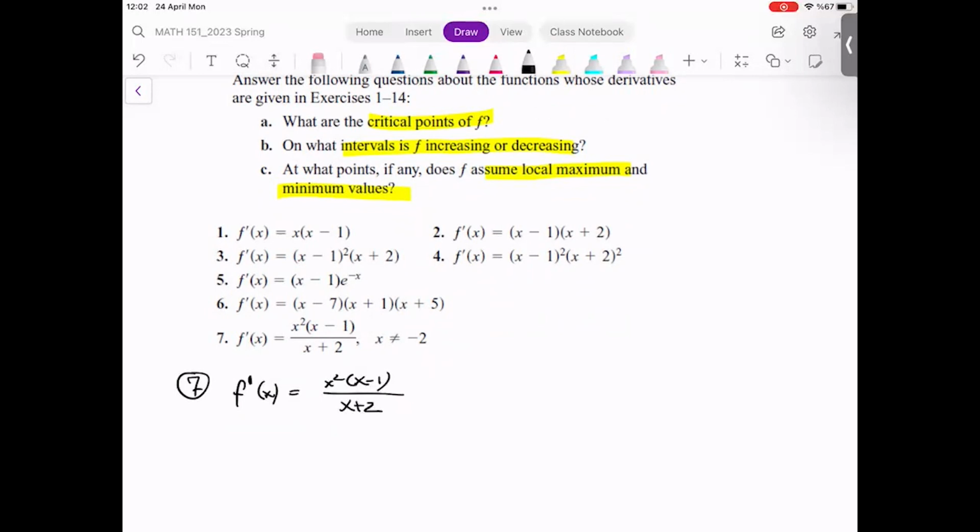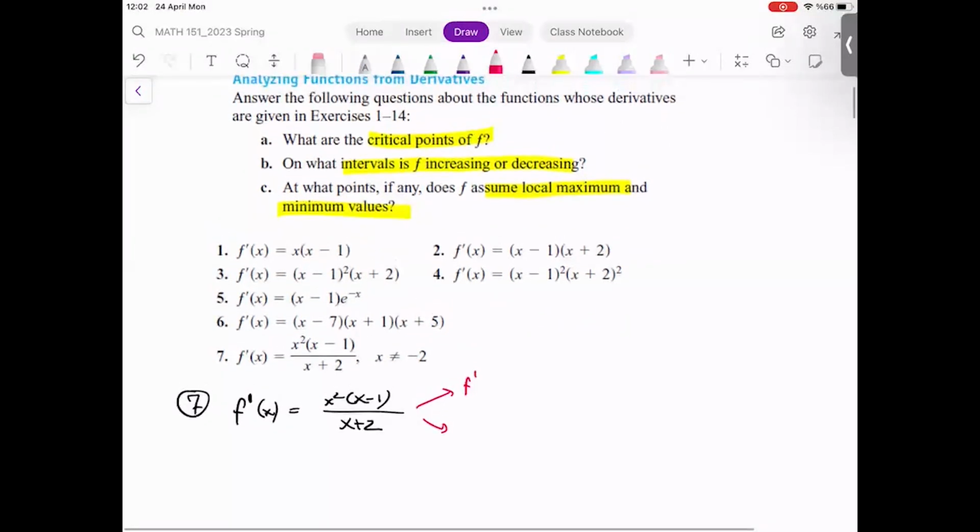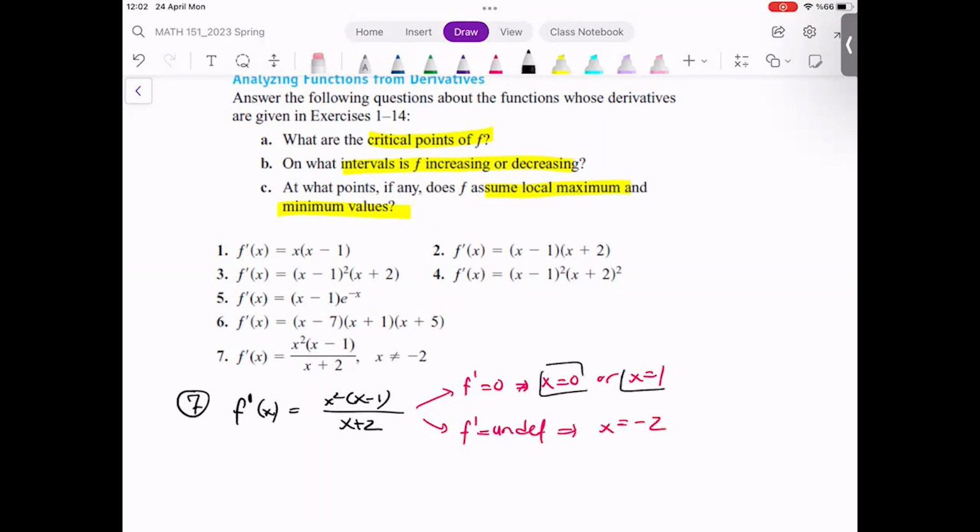That's why to find the critical points, all we need to do is to check where it is 0 or where it is undefined, right? Okay, so first derivative is 0 if x is 0 or x is 1, right? And first derivative is undefined if x is minus 2. Right? Okay, these are the critical points for us.